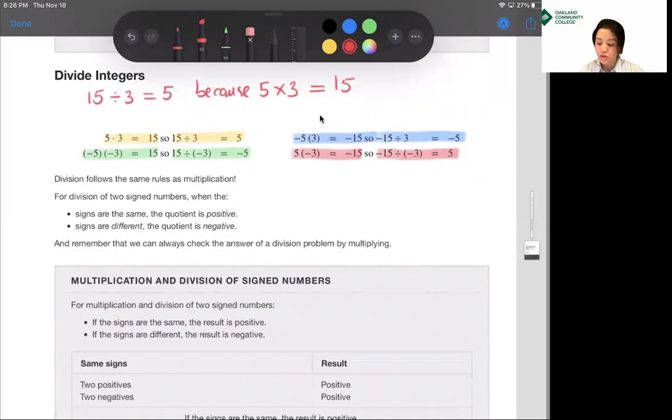For division of two signed numbers, when the signs are the same, the quotient is positive. Same thing with multiplication: when the signs are the same, the product is positive. Here, the quotient is positive. If the signs are different, then the quotient is negative.